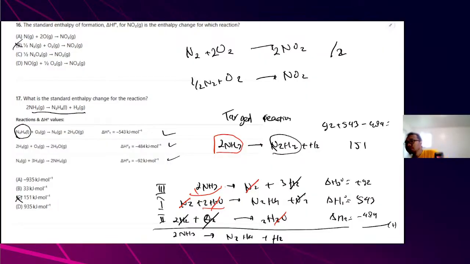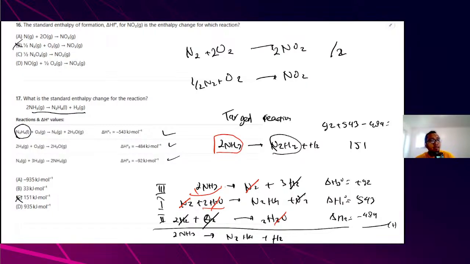I need to get my calculator. Okay, 92 plus 543 minus 484, 151. Okay, so for number 17, the correct answer is C.